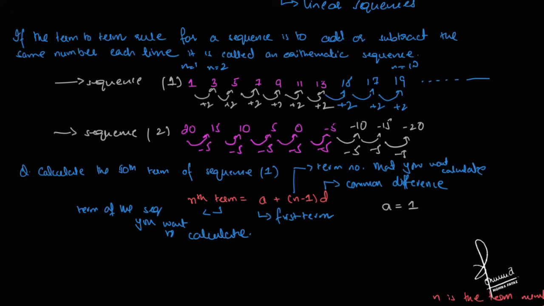What is n? n is basically the term number. It's not the term itself. So if you want to calculate the 50th term, that means the term number that you want to calculate is 50. You have to calculate which term comes at the 50th position. So n is basically the position of the term in the sequence. In this case it's going to be 50. Okay, one of the biggest confusions is between n and nth term. So n is basically the term number. You want to find the 50th term, so n is equal to 50.